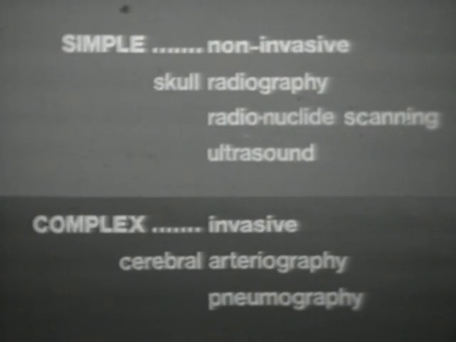Some of these investigations are simple and non-invasive, whilst others involve the use of complex invasive techniques, and there is always the outside chance of a serious complication occurring. The simple techniques include straight skull radiography, radionuclide scanning, and ultrasound. Whereas the more complex invasive techniques may take the form of either cerebral angiography or cerebral pneumography.